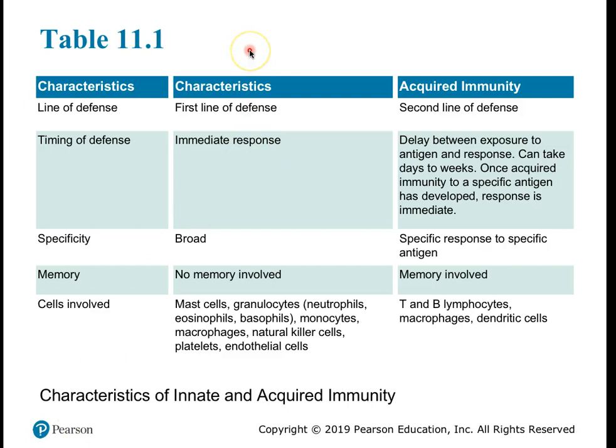This is a table that is going to summarize the previous slides. So you have your first and you have your second line of defense. Your first is going to be your immediate response by the immune system, and the second is going to be evoked if that is not sufficient. It's the timing of the defense: it's immediate for innate, and for acquired it is a delay. And yet with the delay, you're going to eventually be able to invoke memory.